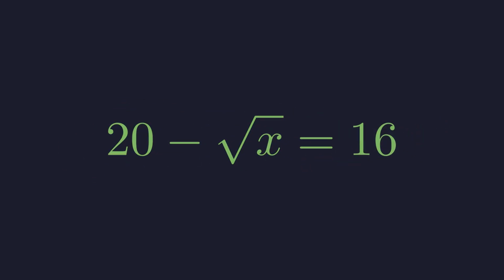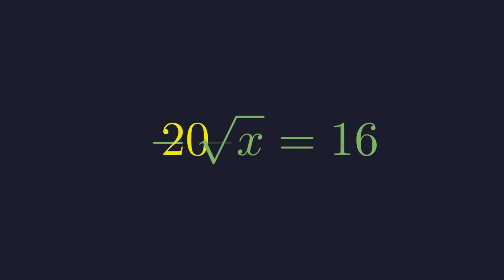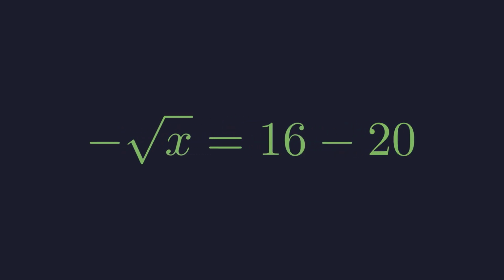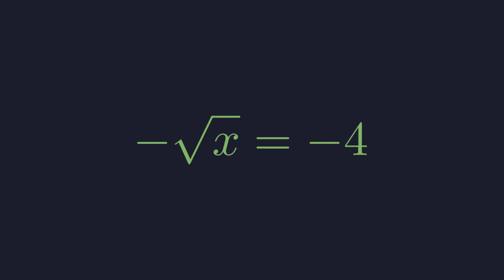This simplifies our equation to 20 minus the square root of x equals 16. Now, let's isolate the square root term by subtracting 20 from both sides. This gives us negative square root of x equals 16 minus 20. 16 minus 20 is negative 4, which simplifies to negative square root of x equals negative 4. We can cancel the negative signs by multiplying both sides by negative 1, leaving us with the square root of x equals 4. To find x, we perform one final step, squaring both sides again.